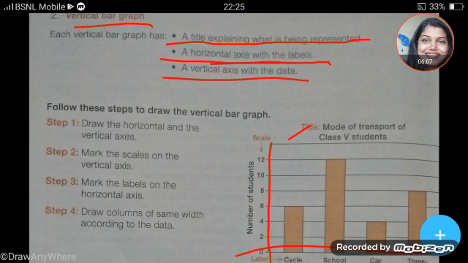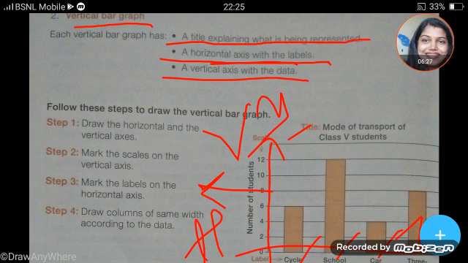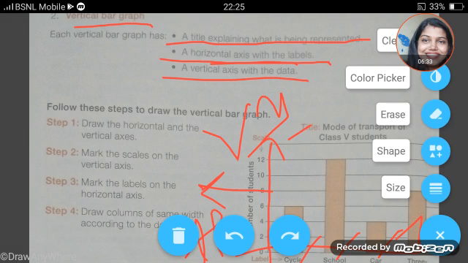So your horizontal axis will be with the label. So label is nothing but cycle, school, car. This is nothing but the horizontal axis, and this becomes your vertical axis, which is your y-axis. This is called the x-axis. So the vertical axis is represented with the data, like the number of students traveling by the mode of transport of the class 5 students.